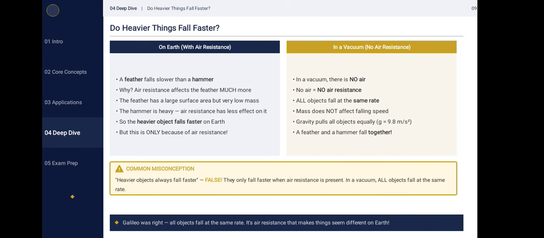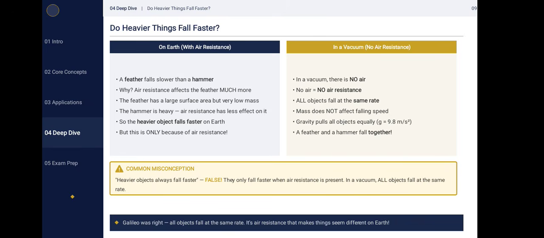Why is it so? Air resistance affects the feather much more, and it hits the ground later as compared to the hammer, because the feather has a large surface area but very little mass. Less mass means its gravitational pulling force is very small, and with a larger surface area it has greater air resistance. When it is pulled towards the earth with a very weak force, has a large surface area and a lot of air resistance, its speed slows down.